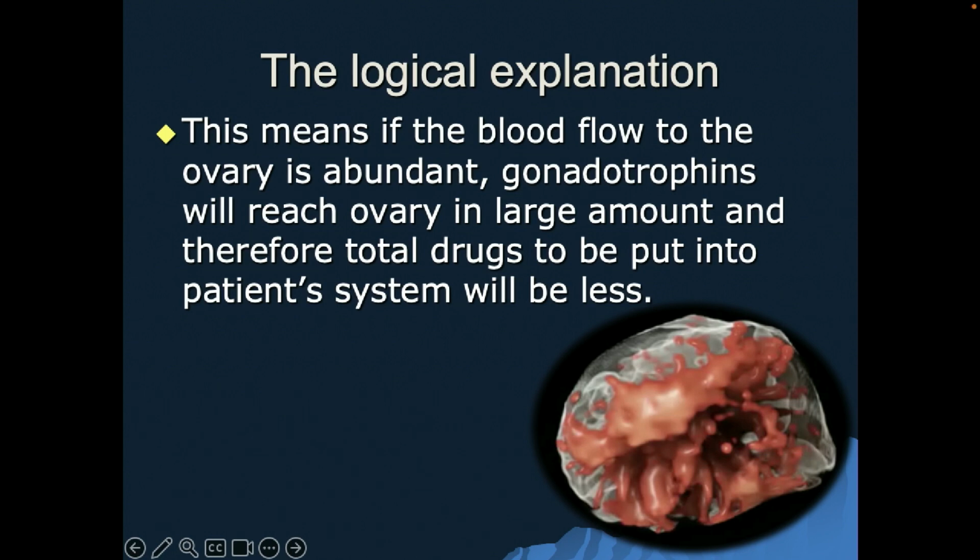Therefore, the patient who has less flow in the ovary is a poor responder, and the patient who has more flow in the ovary is a hyper responder. We all know that we have seen patients with multiple follicles but not responding.